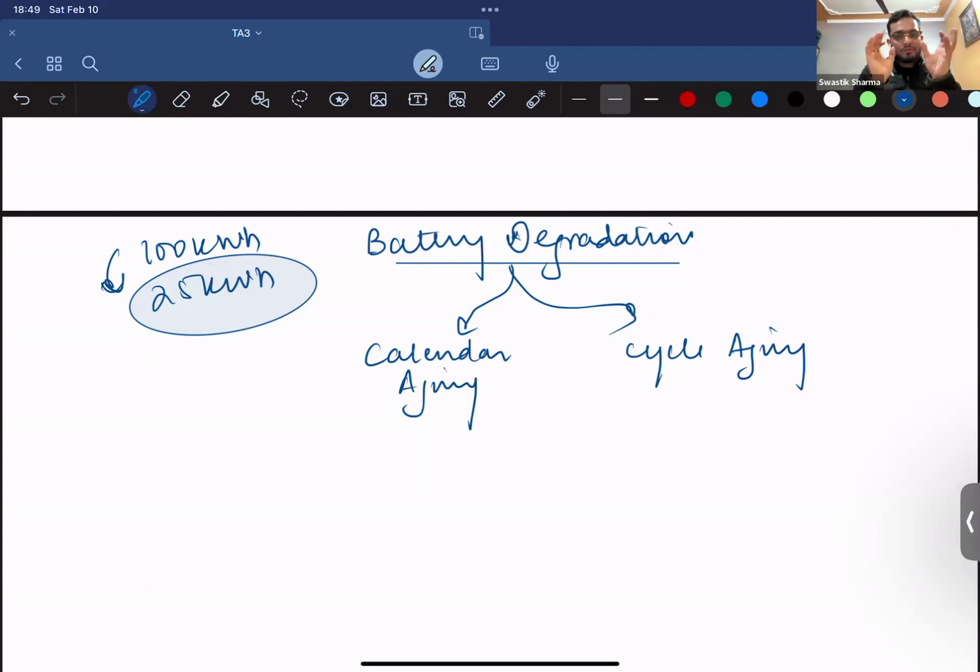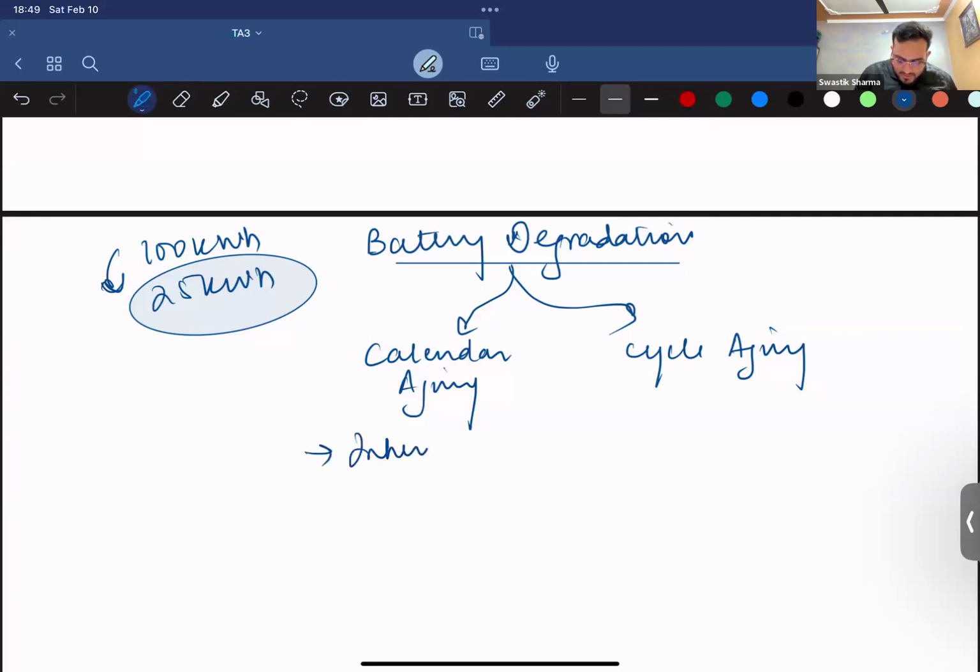What happens? The battery usually forms cracks. These are cracks in the material that is used to make your battery. What do these cracks do? This leads to a lesser amount of energy they can store in the battery, right? So this crack formation is what is producing battery degradation in your batteries. So we generally have two kinds of it: calendar aging and cycle aging.